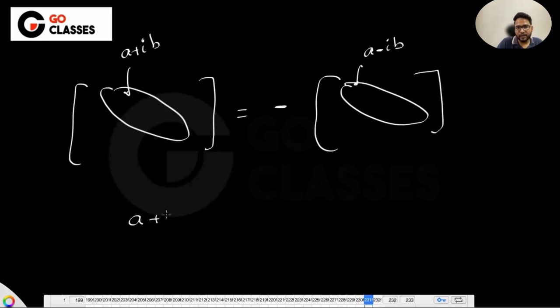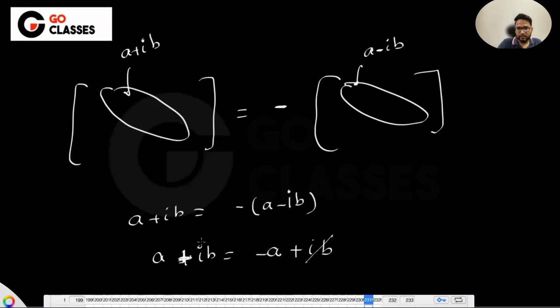So if it is A plus iB, if you take the transpose of this, then diagonal entries will be A plus iB. And if you take the conjugate of this, this will be A minus iB. And then they are saying that these two are related by a minus symbol, which means a plus ib should be equal to minus of a minus ib, which means a plus ib equals minus a plus ib. So I think this will get cancelled out.